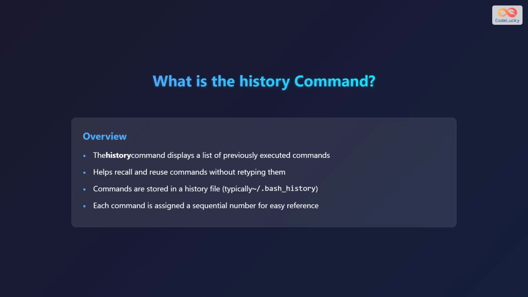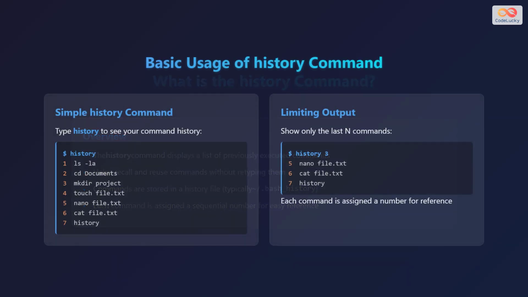~/.bash_history. Each command is assigned a sequential number, which makes it easy to reference them. To view your command history, simply type history in the terminal. A list of numbered commands will be displayed. If you want to limit the output to the last n commands, type history followed by the number of commands you want to see. For example, history 3 will show you the last 3 commands. Each command in the history is assigned a number for easy reference.